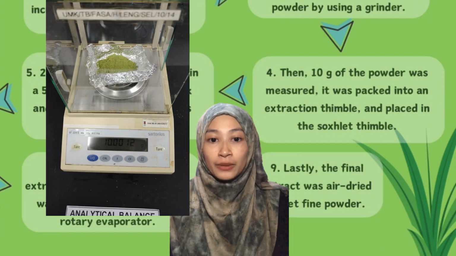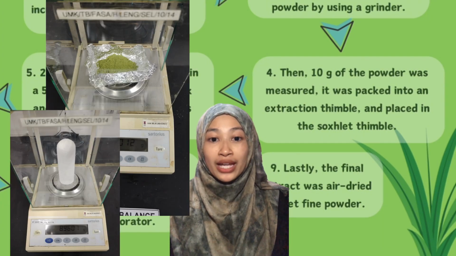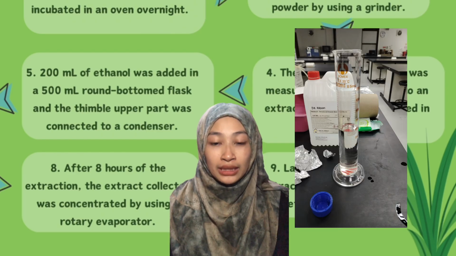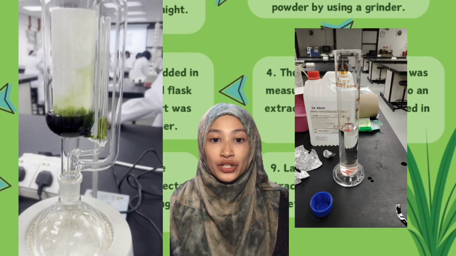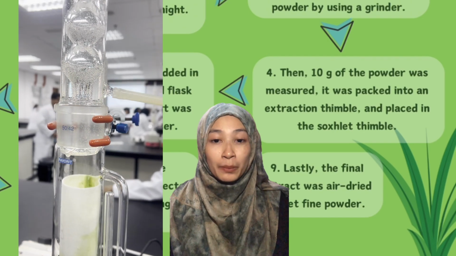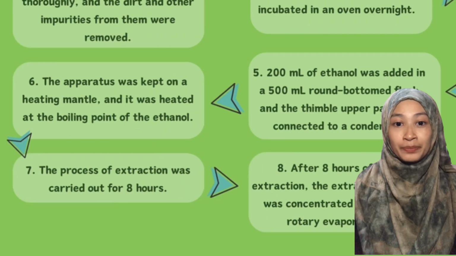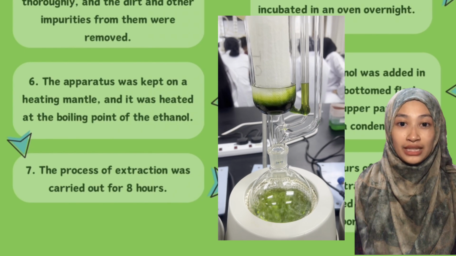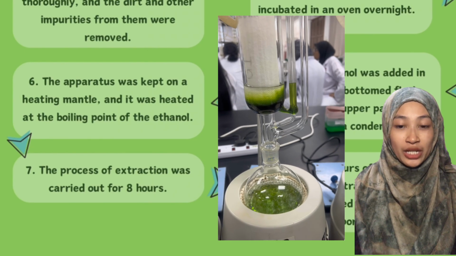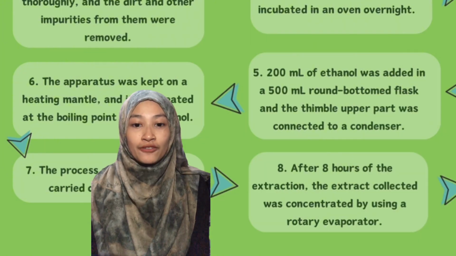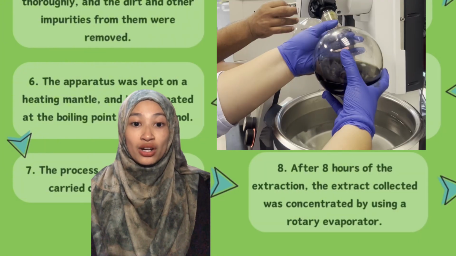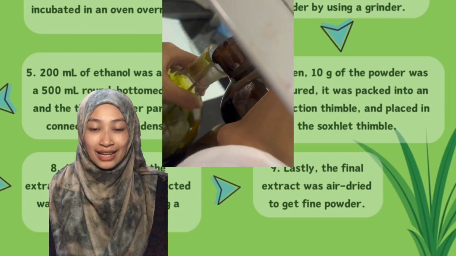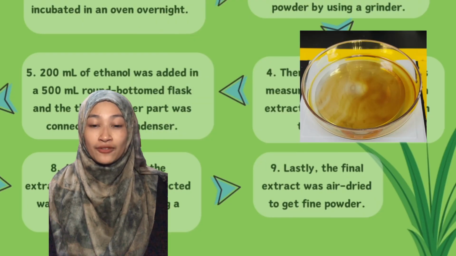Then, 10 grams of the powder was measured. It was packed into an extraction thimble and placed in the Soxhlet apparatus. 200 ml of ethanol was added in a 500 ml round bottom flask, and the thimble's upper part was connected to a condenser. The apparatus was kept on a heating mantle and heated at the boiling point of the ethanol. The extraction was carried out for 8 hours. After 8 hours of extraction, the extract collected was concentrated using a rotary evaporator. Lastly, the final extract was air-dried to get fine powder.